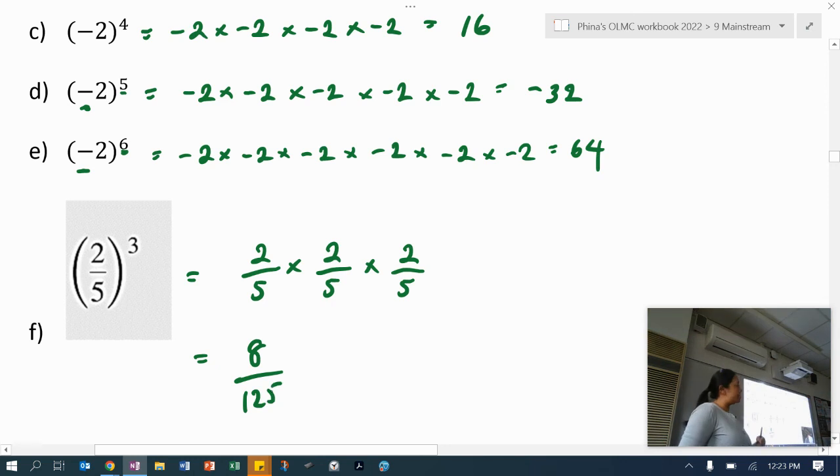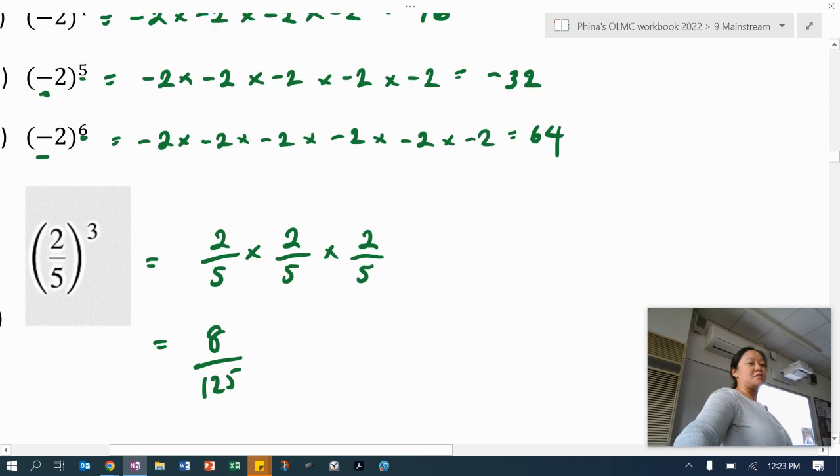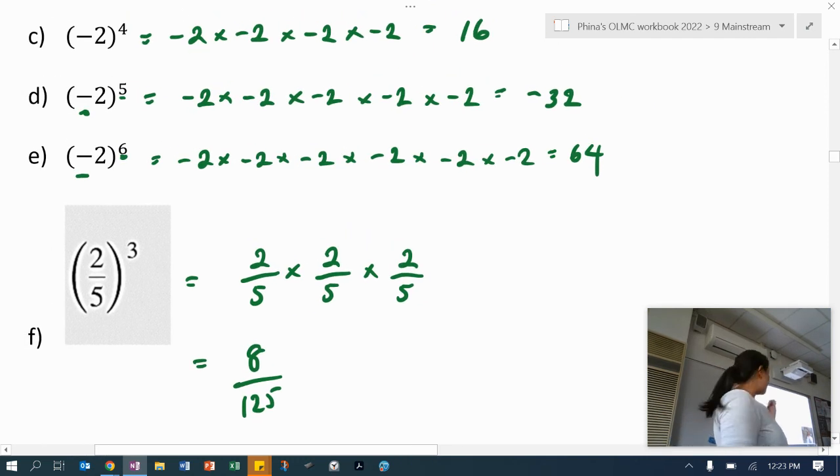Okay. So I've written it out and then I've evaluated it. Oh yeah, I've done that. What do you notice about examples B to E? So yeah, that's just a trick. If you see negative to the power of an odd number, it's going to be a negative answer.